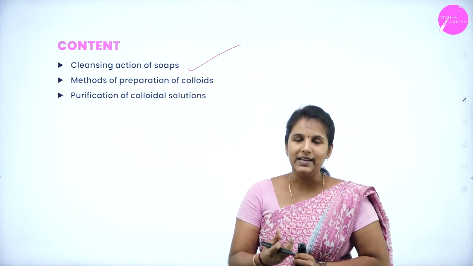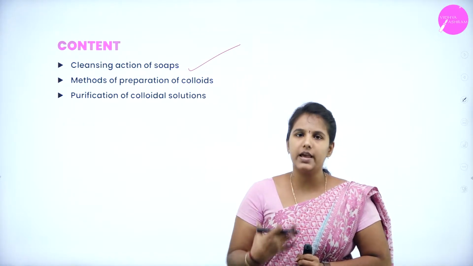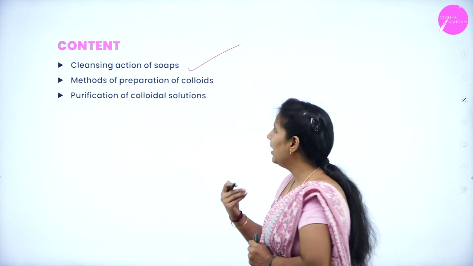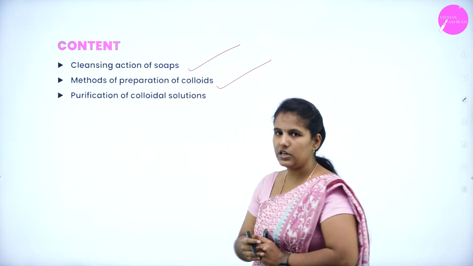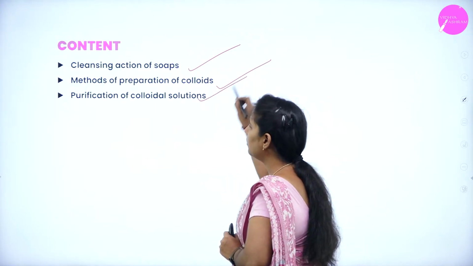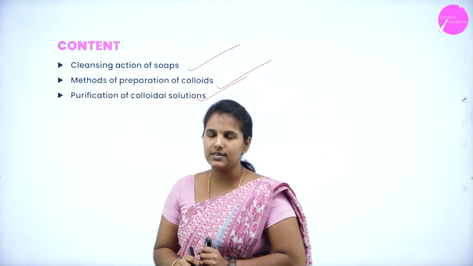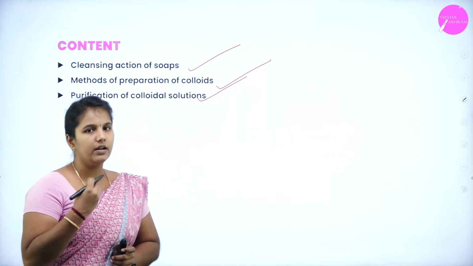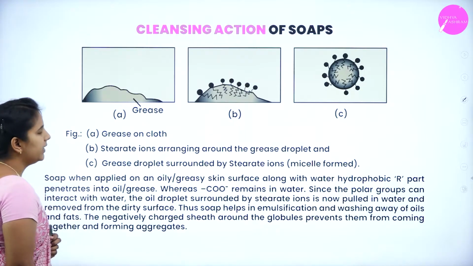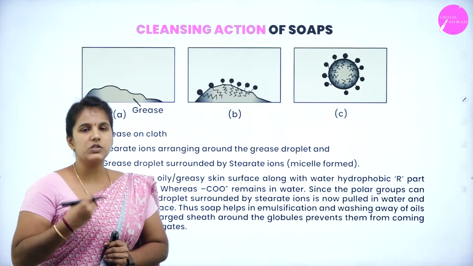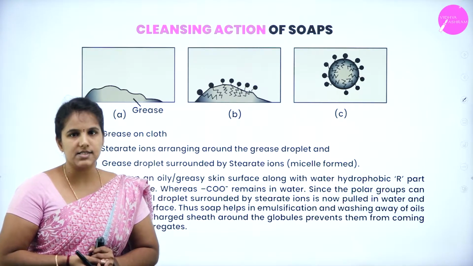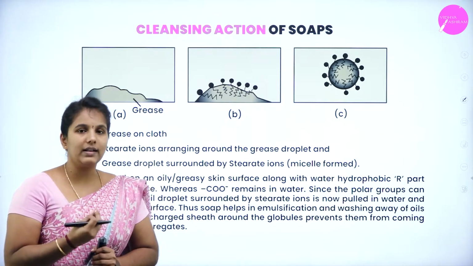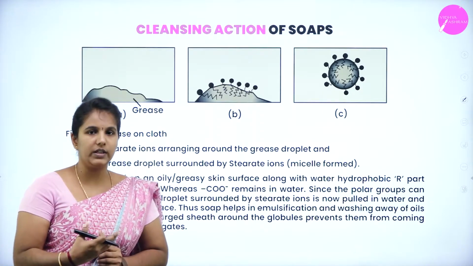So, how does soap clean the dirt or the oil which is there on the cloth? That will be learnt by learning the cleansing action of soap, and also the methods of preparation of colloids and purification of colloidal solution, which we are going to discuss in this session. Now let us see how the cleansing action of the soap works. We already know that soaps are nothing but sodium or potassium salts of fatty acids. Is it right? Let's see how the soap acts as a cleansing agent while removing the dirt.